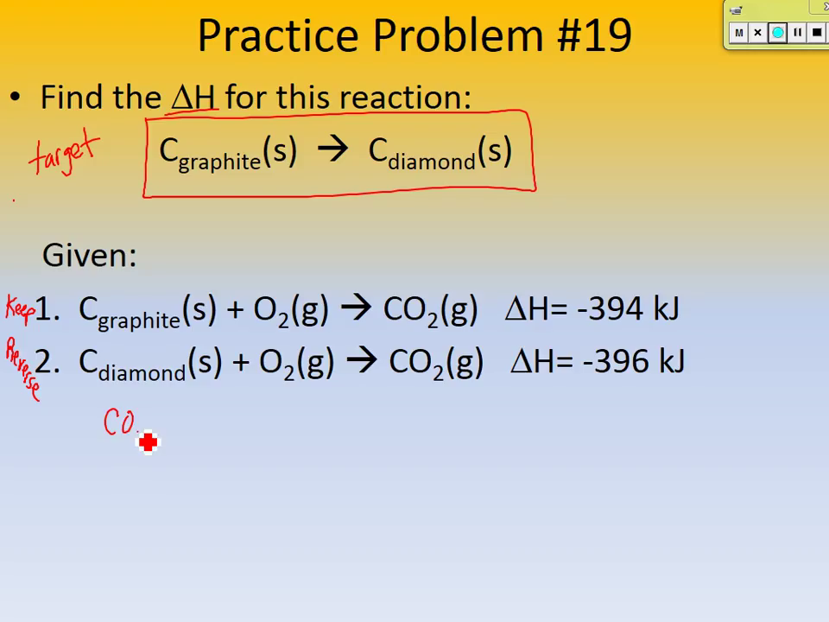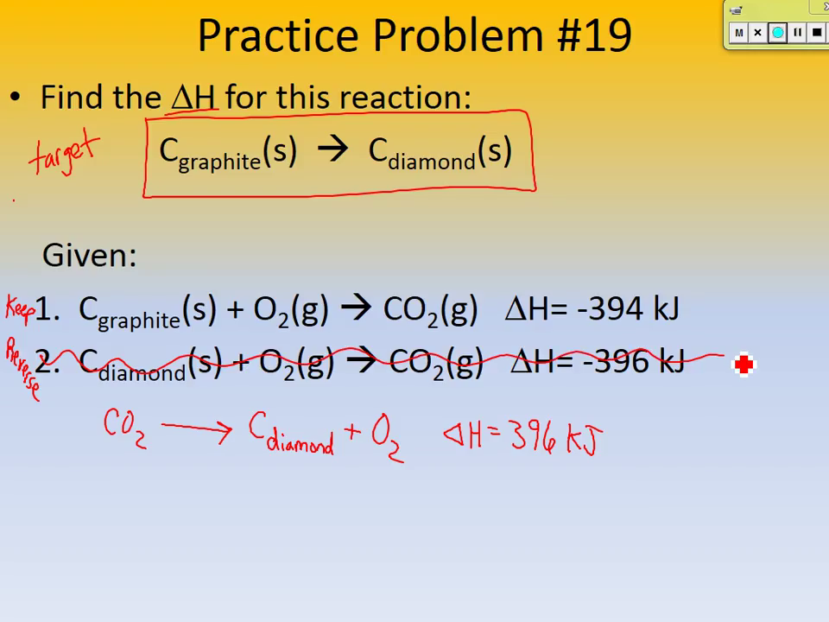So now we've got CO2 with an arrow, and that goes to carbon in the diamond plus O2. Now, if I reverse equation number 2, very important, what do I need to do to the sign of this delta H? Reverse it. So it becomes positive 396 kilojoules. Okay, so now that I've rewritten it, I'm going to scribble this one out. I don't want it to confuse us anymore. Okay.